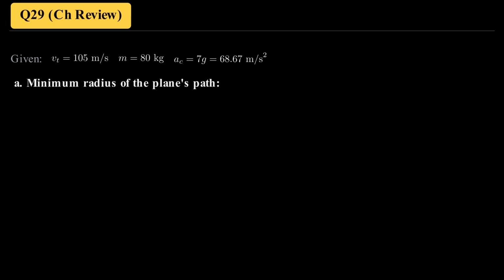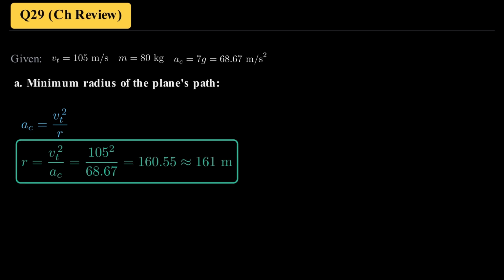Part A of the question says, find the minimum radius of the plane's path. So radius is equal to what? Now, use the equation for centripetal acceleration to find the radius. Ac is equal to Vt squared divided by r. Now, why do we use this equation? Because we have Vt and we have Ac, so you can find the radius. Radius is going to be Vt squared divided by Ac. Vt is 105, so that is going to be 105 squared divided by 68.67. Calculated, and you're going to get 160.55, and that is approximately 161 meter.